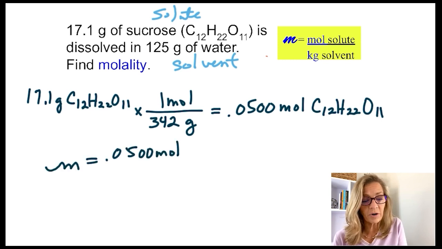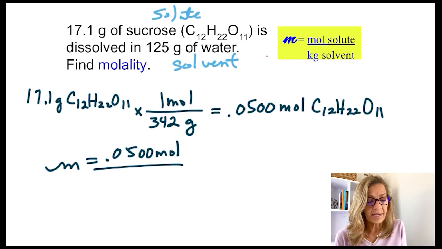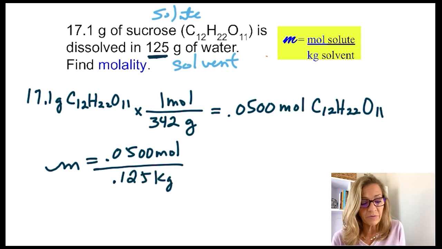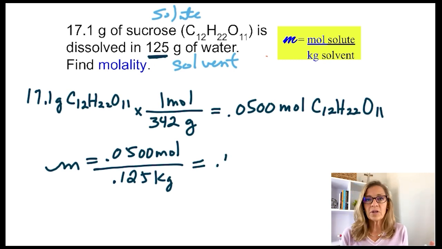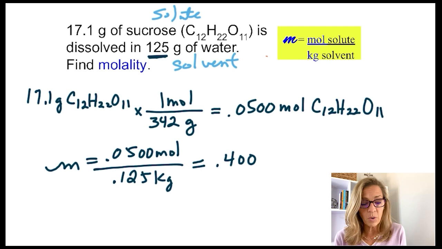Well, I don't have kilograms, I have grams here, but I can easily convert that to kilograms. And then when we divide, we're going to get 0.400. Try to keep your sig figs intact. And then we can either say moles per kilogram or our symbol, the lowercase m, molality.